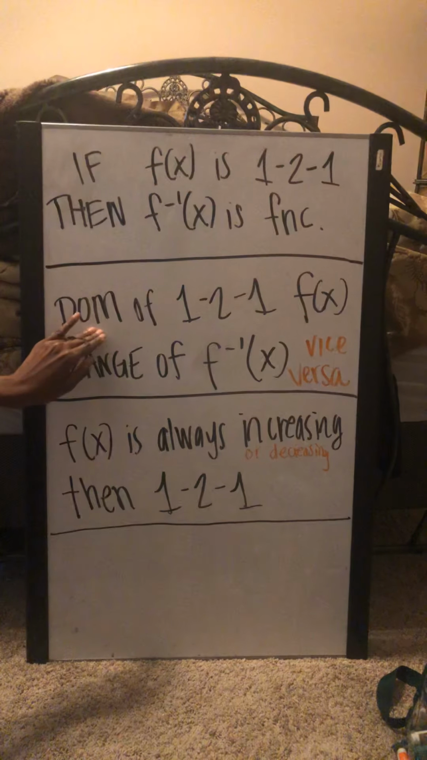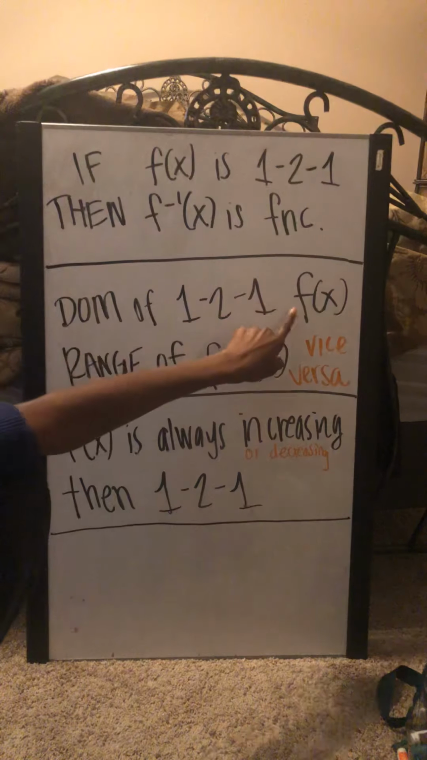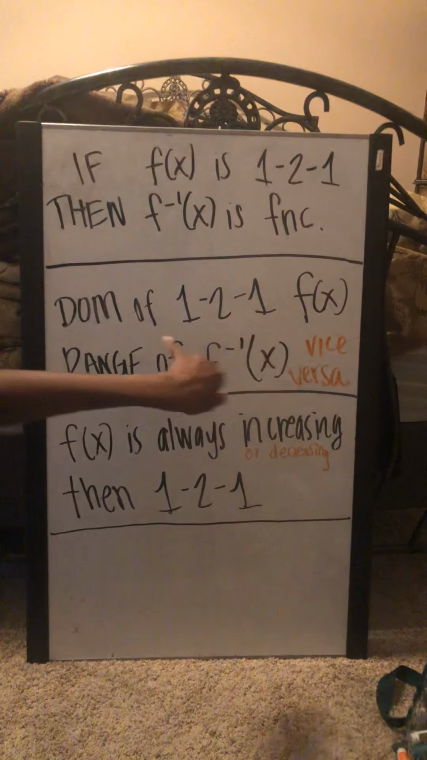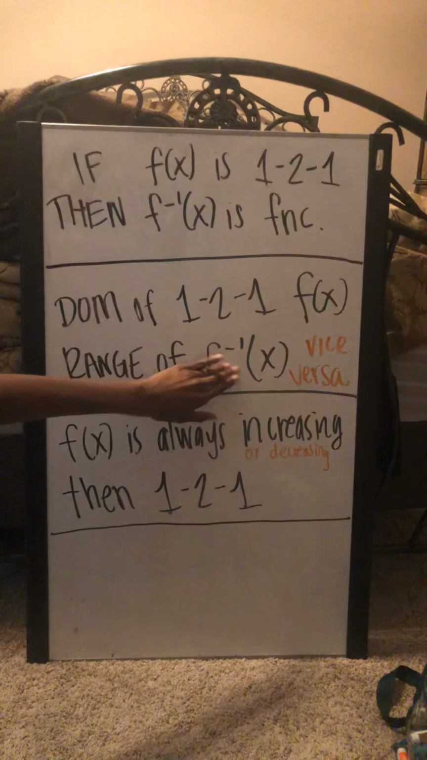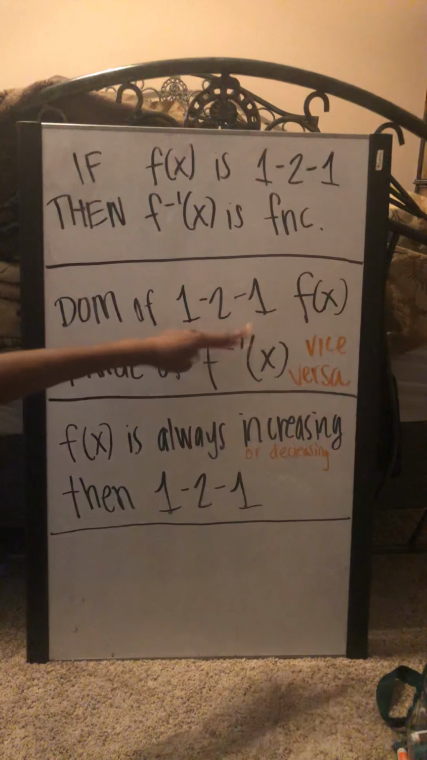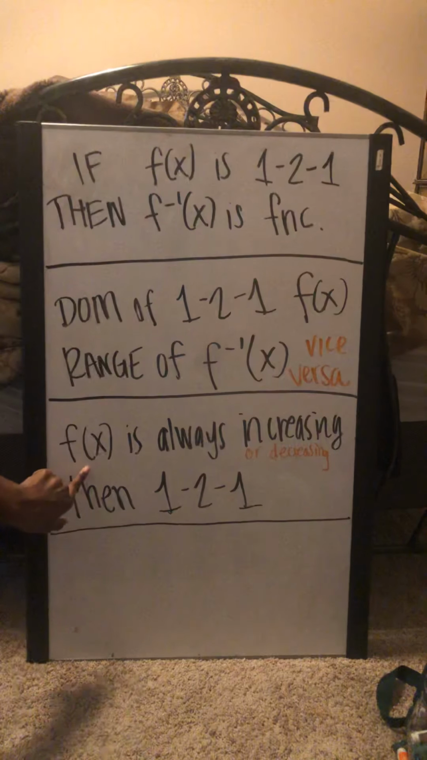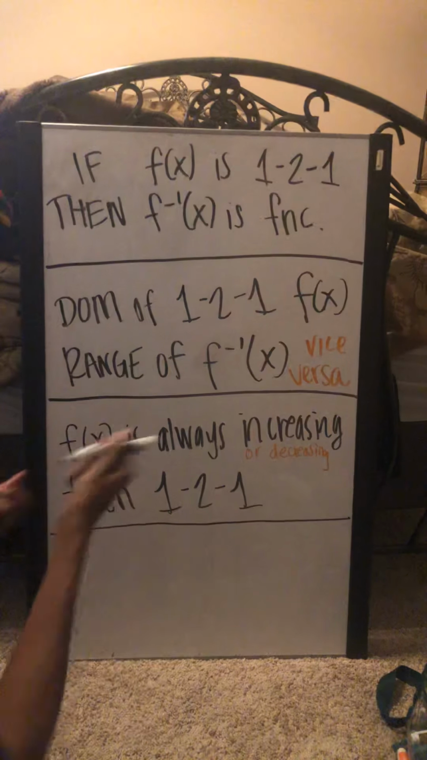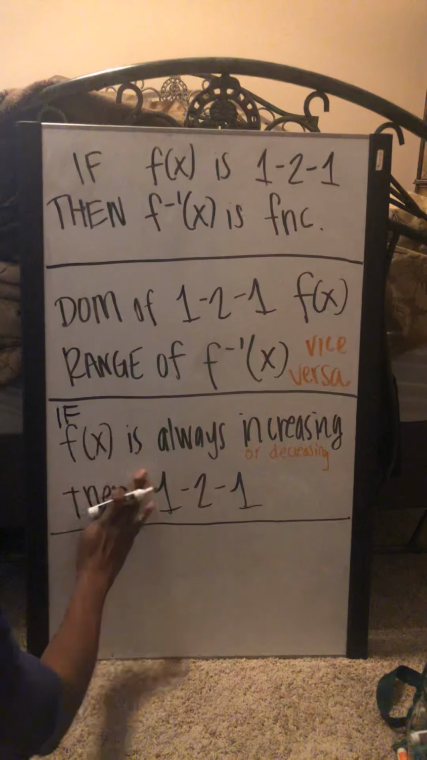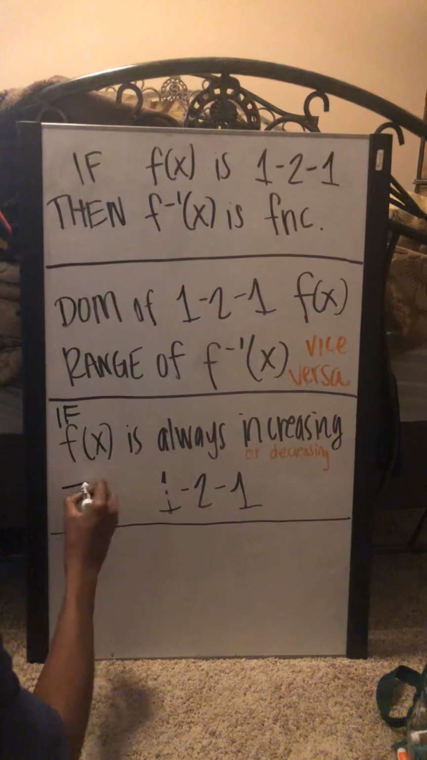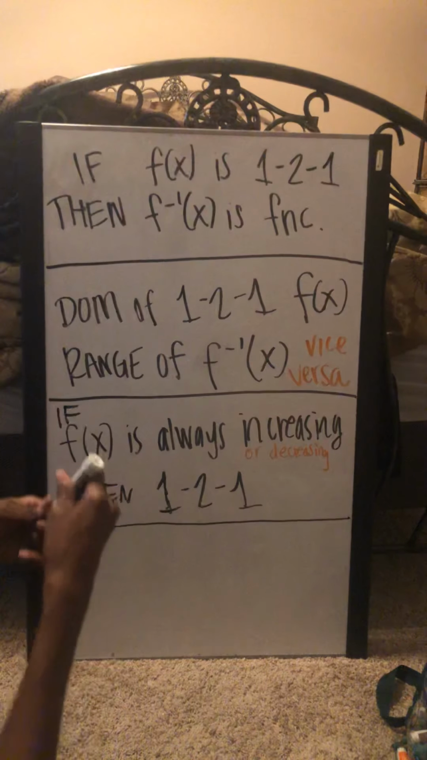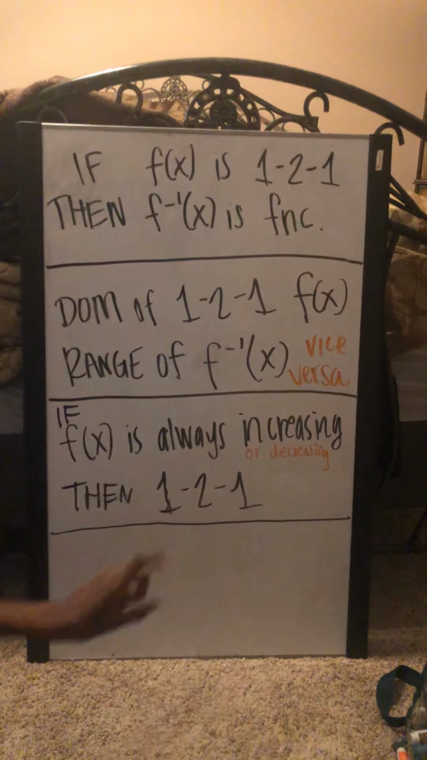We also know that the domain of a 1 to 1 function is the range of the inverse, or vice versa. The domain of the inverse is the range of the 1 to 1 function. So you can actually interchange those, okay? And then lastly, this is what we're going to use for example 3. If, I forgot to write if. So if f of x is always increasing, then that would mean that it is 1 to 1. Or if it's always decreasing, that means that it's 1 to 1.